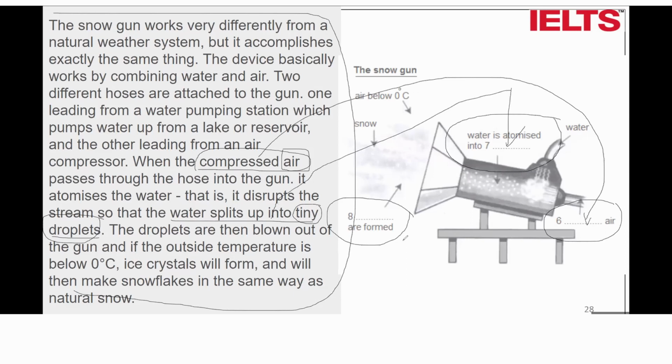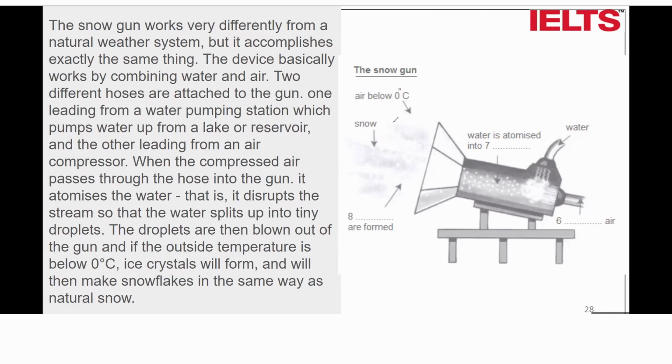Can you tell me the third answer, dash are formed? Ice crystals. Oh, can you write snowflakes also? No. Why not? I want a justification. It is clearly mentioned that ice crystals will form and will then make snowflakes in the same way as natural. So basically, we are talking about ice crystals here. Snow is written below the ice crystal, so the answer would be ice crystals. So immediately when it is blown out of the gun and the air temperature is 0 degrees Celsius, ice crystals will be formed.